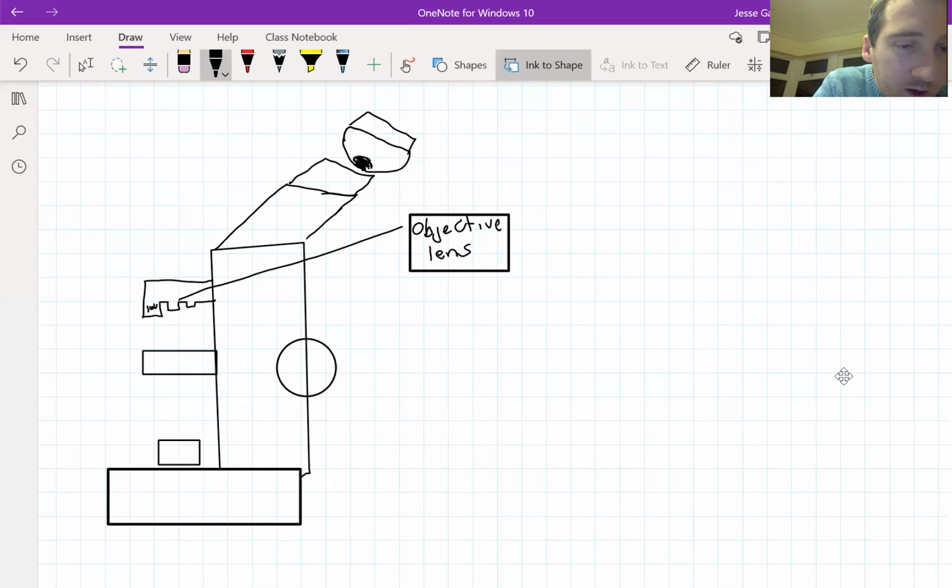For example, this one could be 100. This one could be 40, and this one could say 10. So 100, 40, and 10. There are 3 objective lenses.